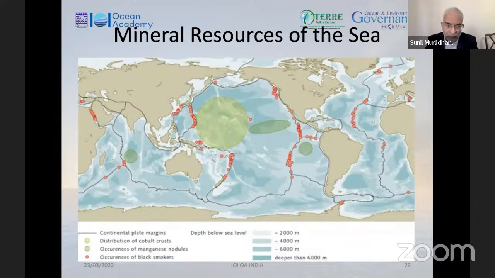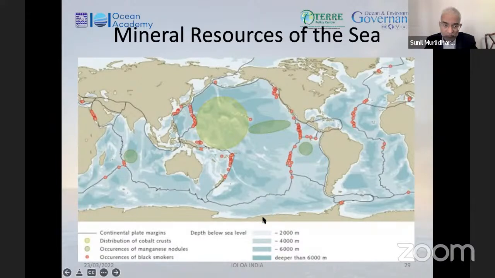And then, I told you about the black smoker and the white smoker chimneys. All the red dots, if you can see, are on the plate edges. This is where the hydrothermal deposits are, that's where the hydrothermal vents are. And they vary from depths of 800 meters to anything like 2 to 3,000 meters depth. Phosphorites, again, are at relatively shallower depths or even on some islands. And the manganese nodules, like I said, are at 4,000 meters or so deep or deeper.